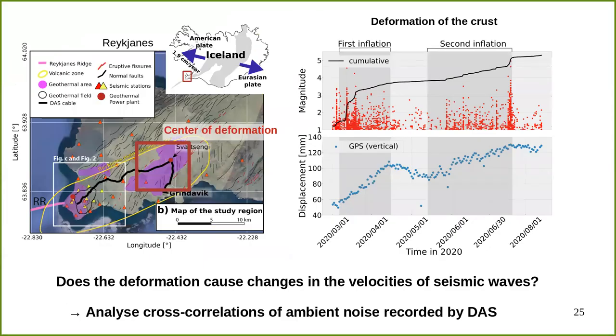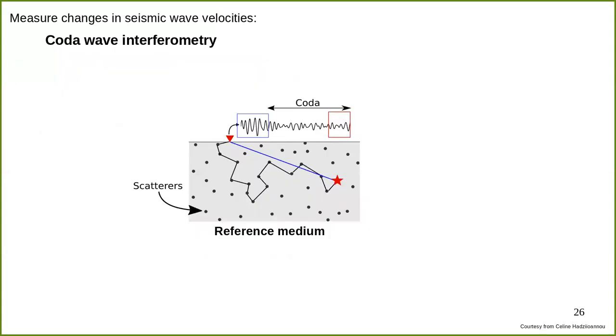So now we know that in order to infer velocity variations over time, we will analyze cross-correlations of ambient seismic noise recorded by DAS. But how are we actually going to measure velocity changes? And the answer to that is coda wave interferometry. Here we see lots of scatterers, represented by the black dots, in a homogeneous medium, which I call the reference medium. The red star denotes a seismic source that emits waves that are recorded by a station at the surface.